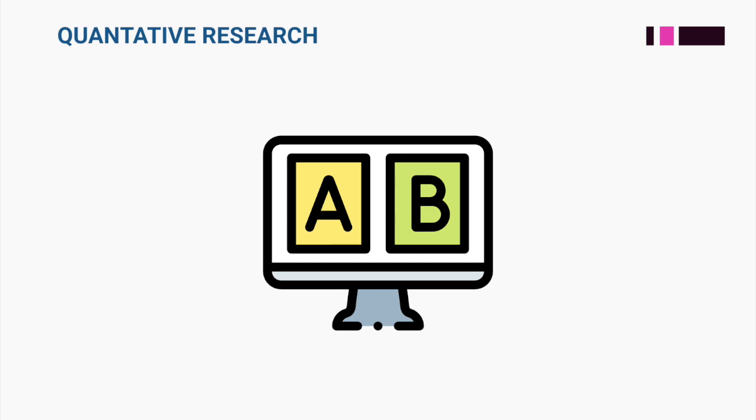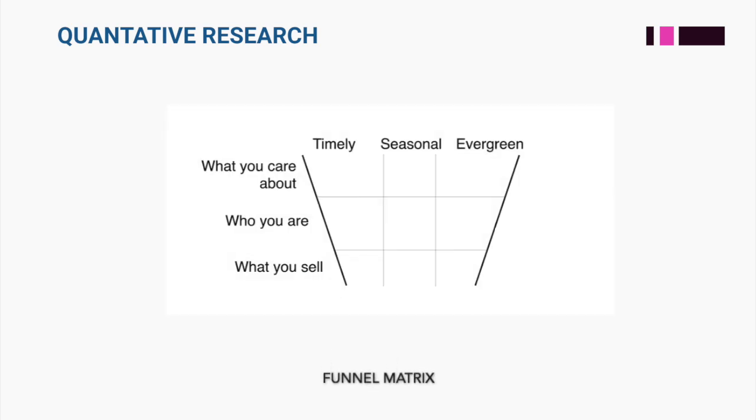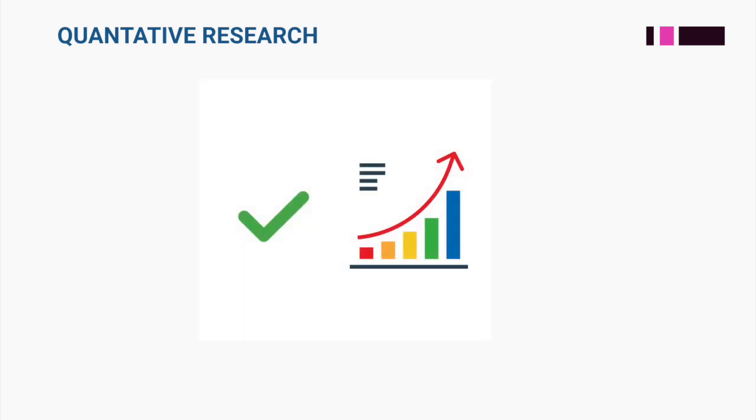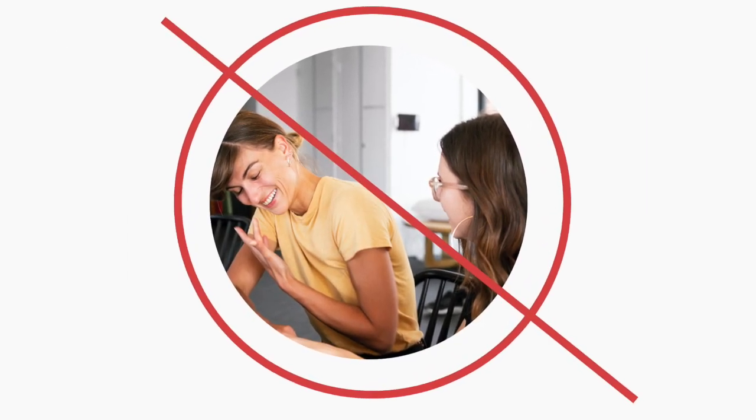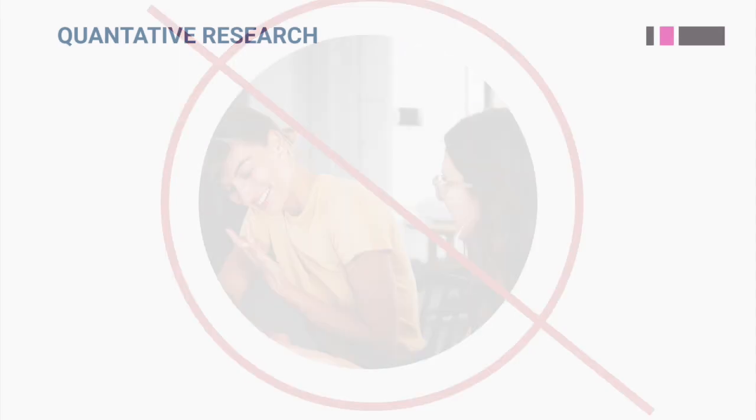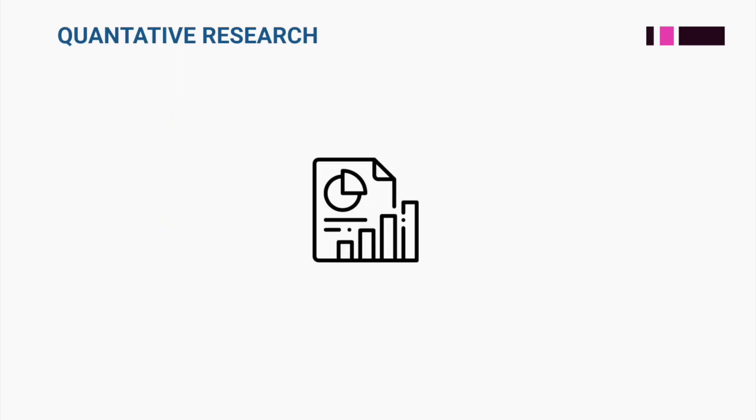Now we're going to talk about quantitative research methods. Quantitative research is often the preferred method of engineers. It includes things like A/B testing, funnel metrics, etc. It is always statistically significant, it never really involves talking to humans, and it is all related to data.